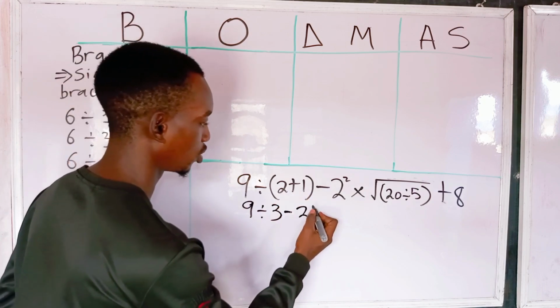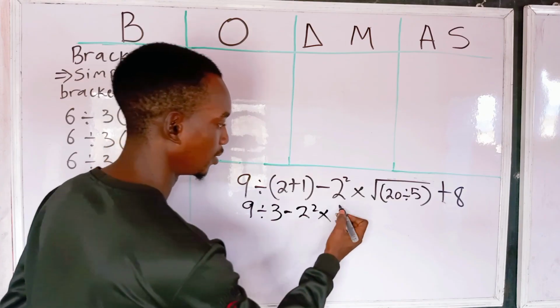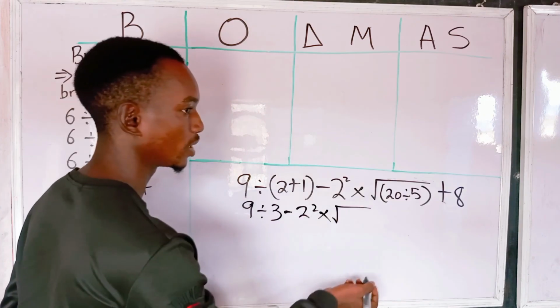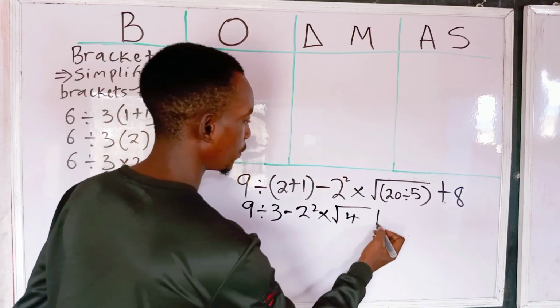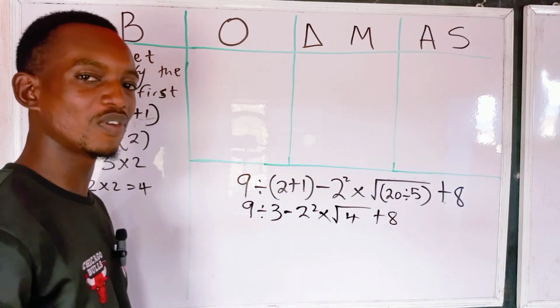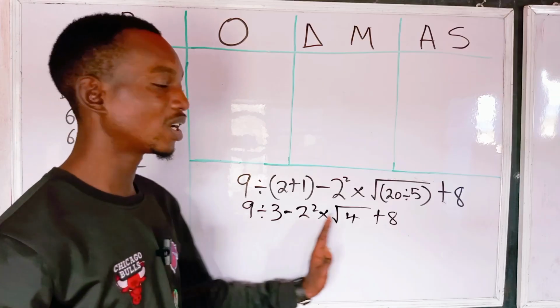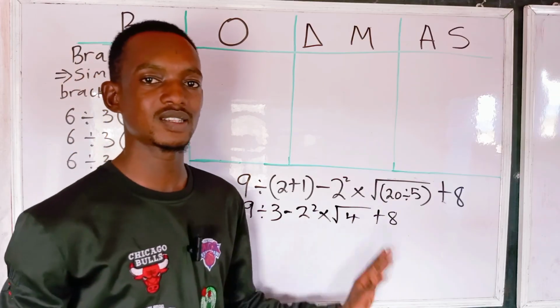Then minus 2 squared. Don't touch any other thing. Then the square root of 20 divided by 5 is 4. Then plus 8. We are doing very, very good. Following BODMAS, we are actually correct. Okay, we're going in the right step.